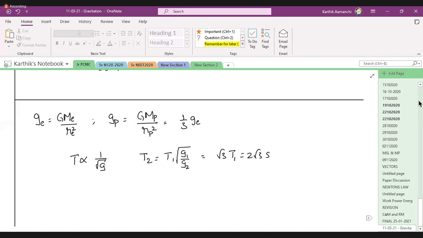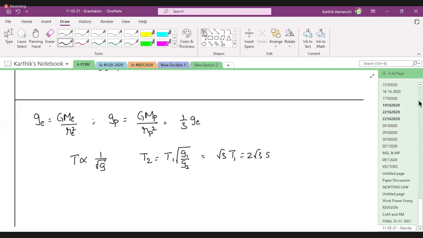I think this is the way of understanding: a body on the surface, if it is attached to a string, the elongation is this much. If it goes to a height, then the elongation changes. We have done this.